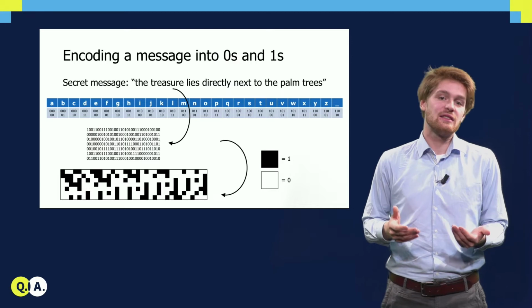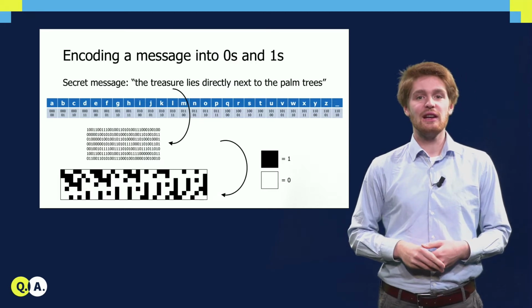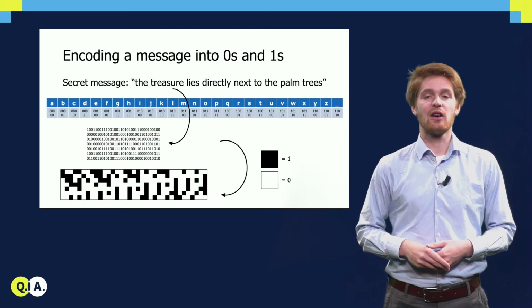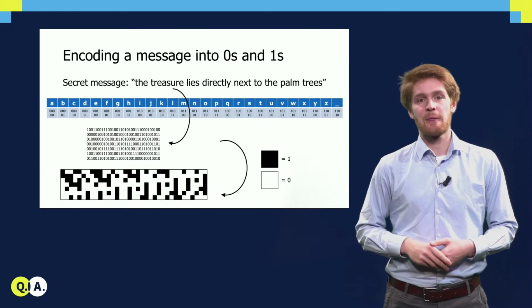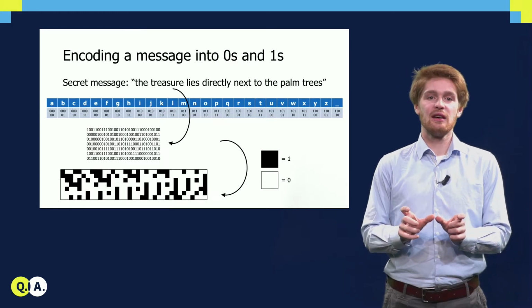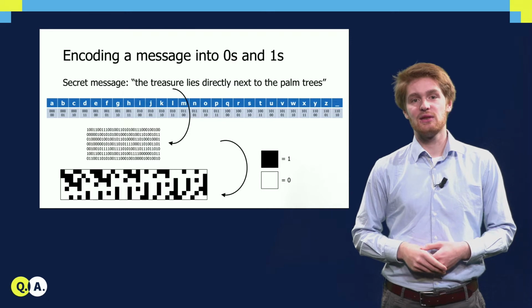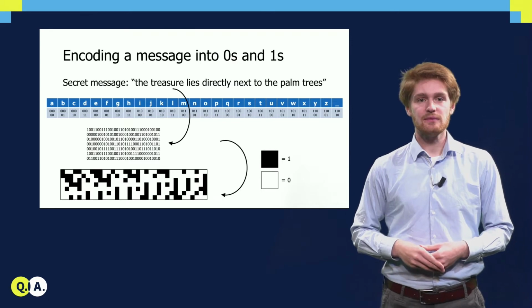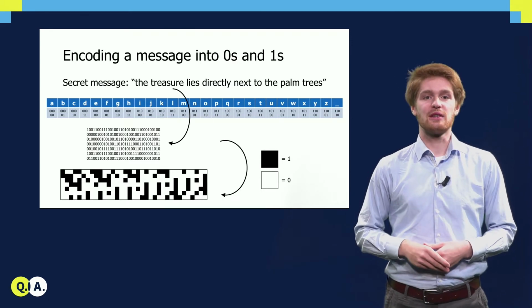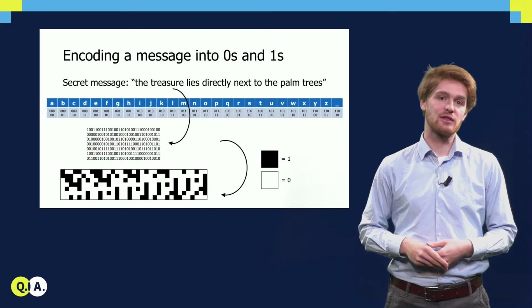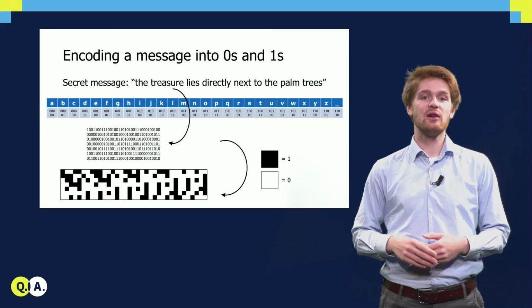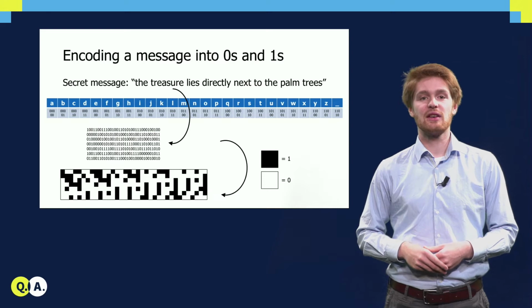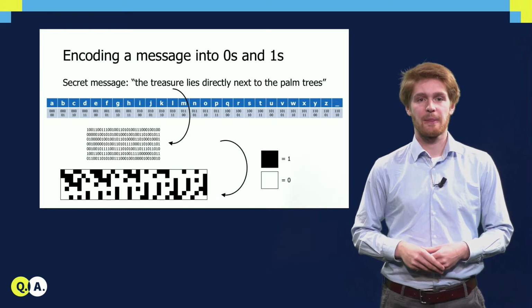By using this dictionary, we can write every letter in the secret message as a block of 5 digits. And by gluing these blocks together, we have now translated the message into just zeros and ones. We can reverse this procedure by first cutting up the sequence into blocks of 5 digits and then decoding each of the blocks using the dictionary in the reverse direction.